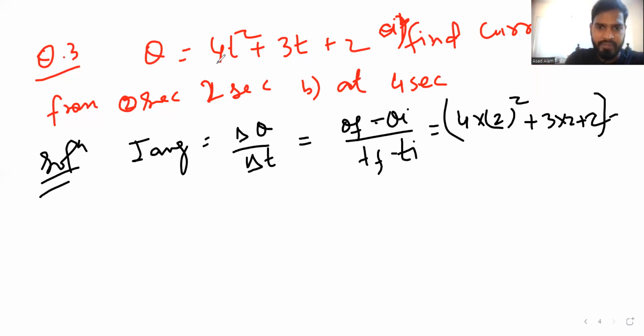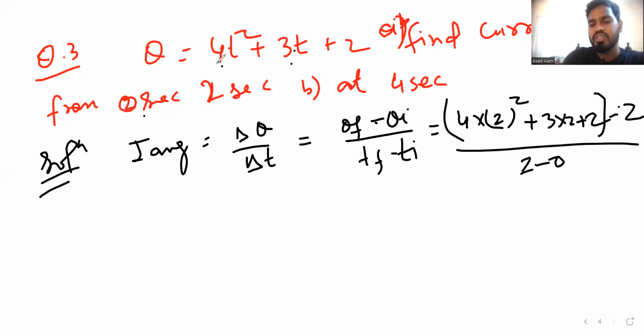Minus, you put 0 everywhere. If you put 0 here, 0 here, also 0 here, it is 2. So minus of 2, divided by 2 minus 0. So that is going to be 16 plus 6 plus 2, 8, 8 plus 24, 24 minus 2 divided by 2. That is 22 by 2, 11 ampere. That is the answer for current.